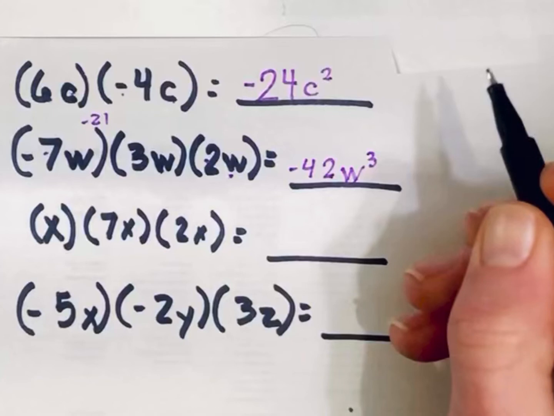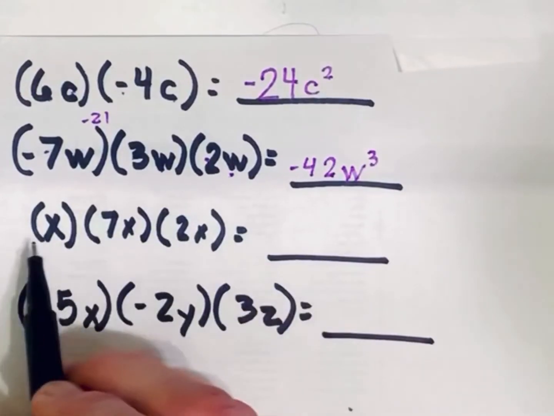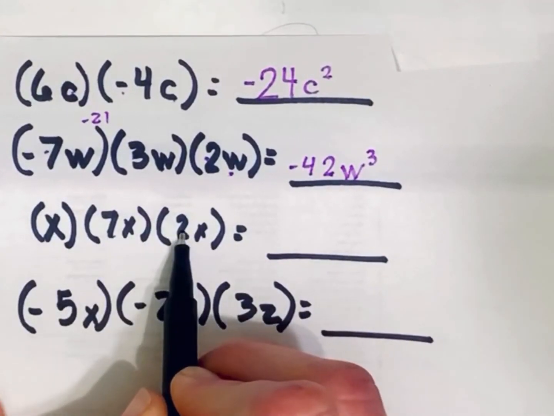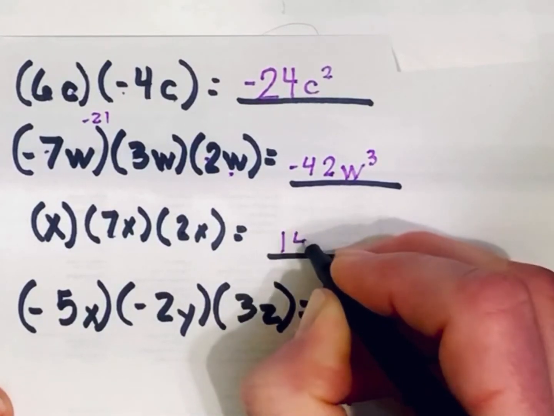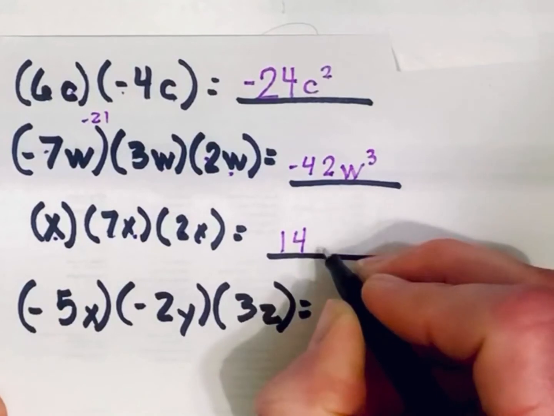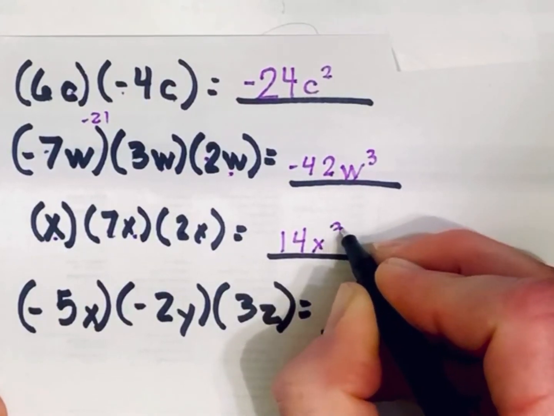The next one has three parts as well, but one of them doesn't have a number. Think of that as a 1. So it's like 1 times 7 times 2, which is 14. Then we have x times x times x, which gives us x cubed.